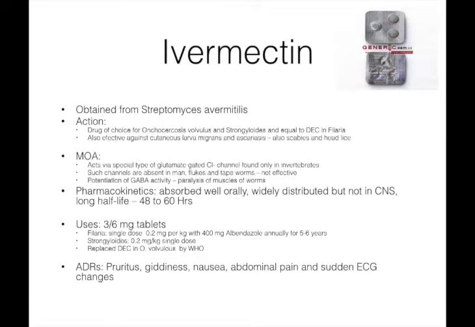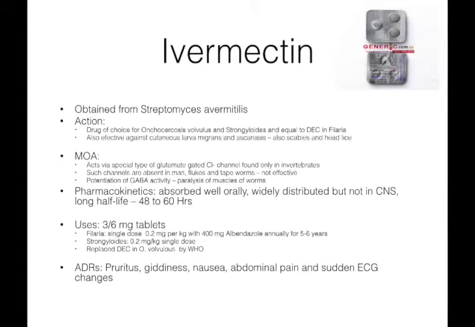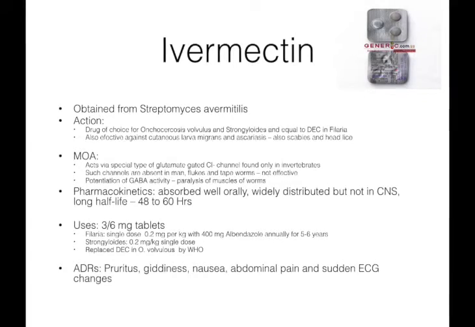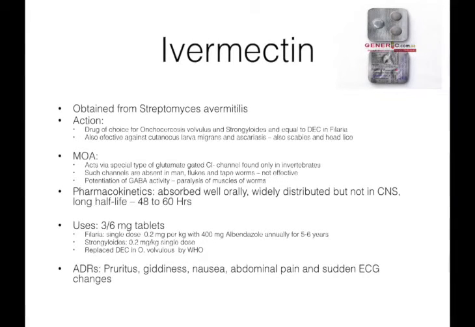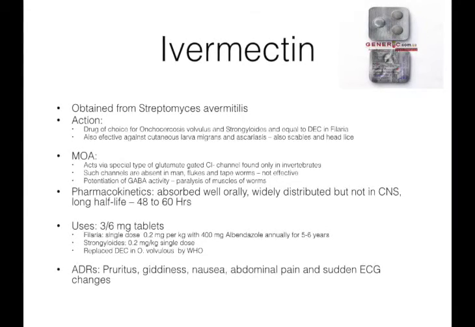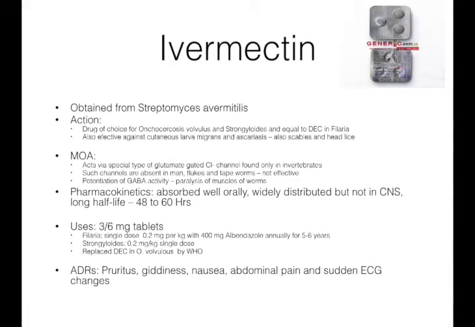The next drug will be ivermectin. Ivermectin is the drug of choice in strongyloidiasis and onchocerciasis. It is also an alternative drug for a number of other helminthic infections. Ivermectin is a semi-synthetic macrocyclic lactone derived from the soil actinomycete Streptomyces avermitilis, and is a mixture of ivermectin B1a and B1b.